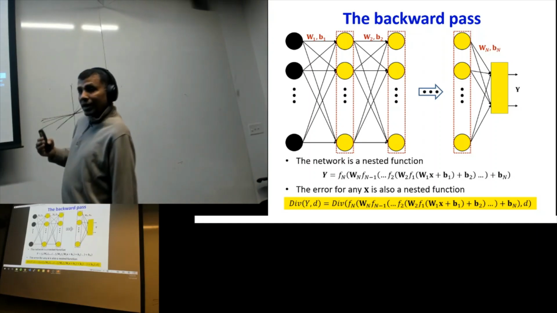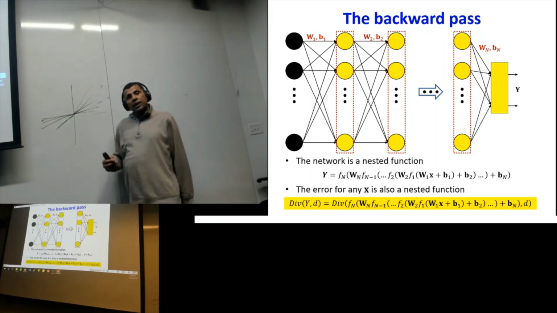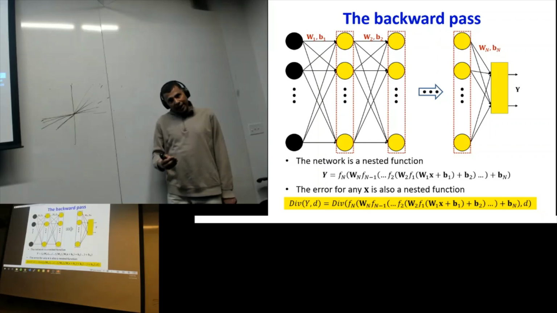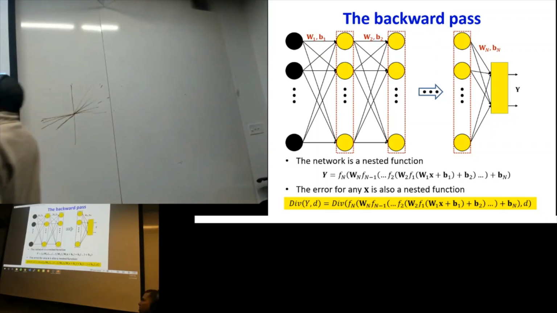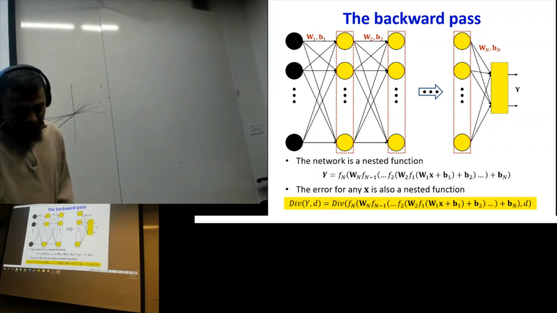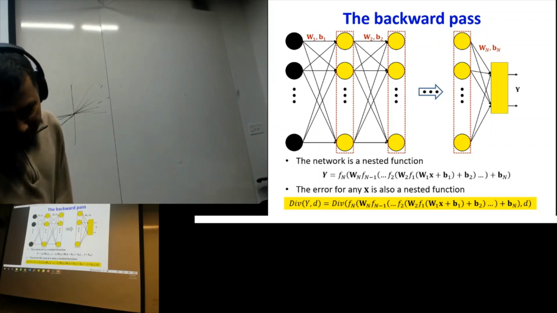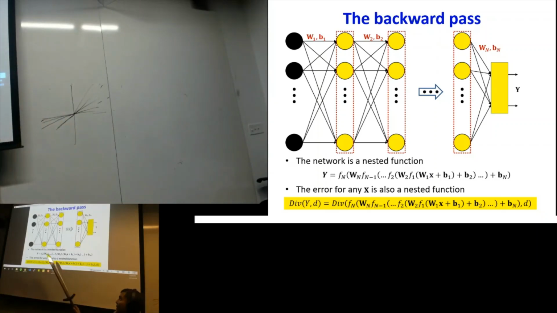And now I can compute the divergence of the output with respect to the desired output, and then perform the backward computation. But here you must notice that the network is actually a nested function. And this is kind of important. So what happens here? Every layer of the network is actually a function that operates on the outputs of the previous layer.